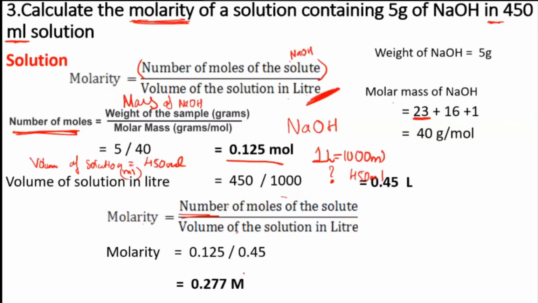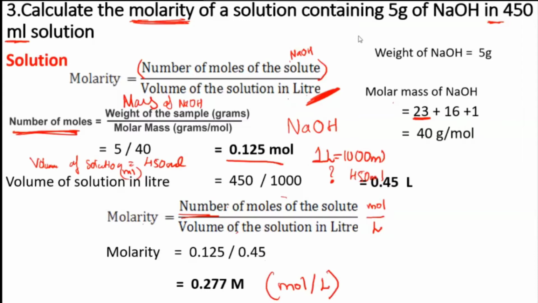Now see the unit which I have written here, capital M, because it is molarity. There is another unit also which you can write, in case you don't remember what unit to write. Number of moles, that means mole, divided by volume of solution in liter, so per liter. Mole per liter is another unit of molarity. I believe you have followed this. Now copy down this answer.